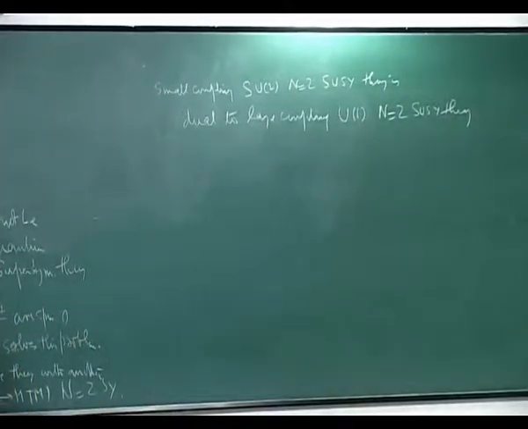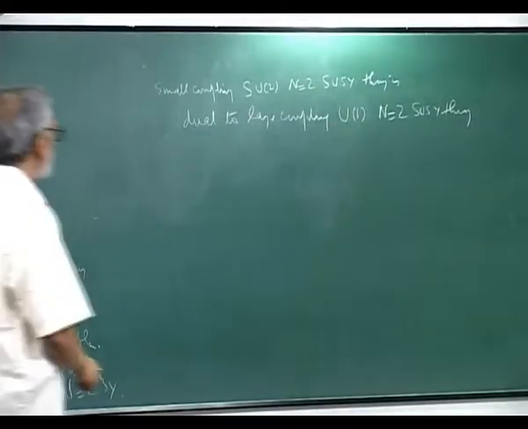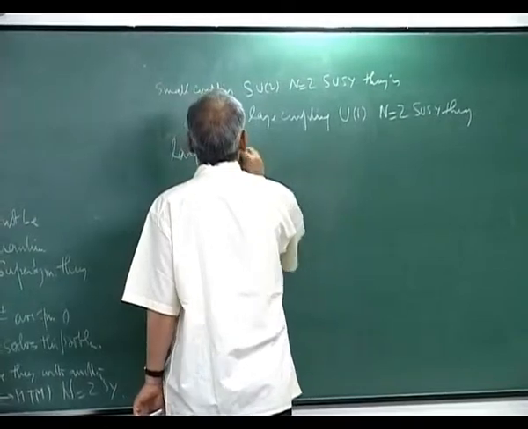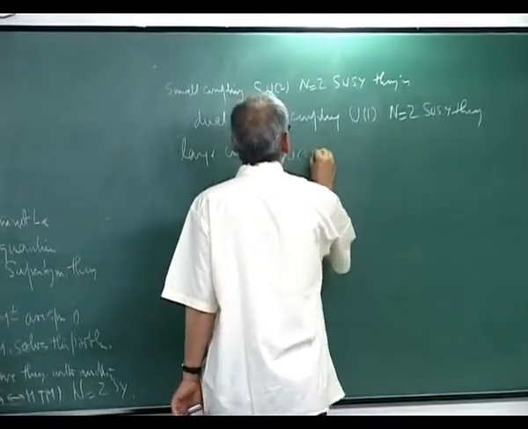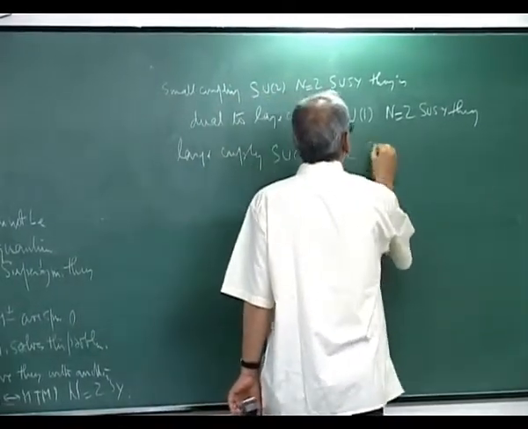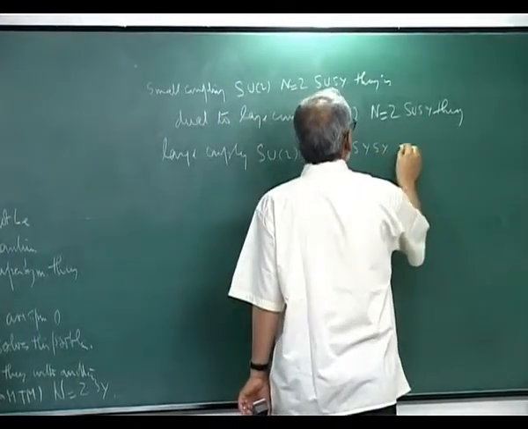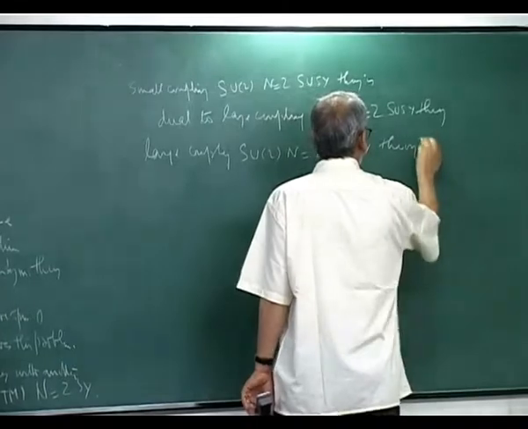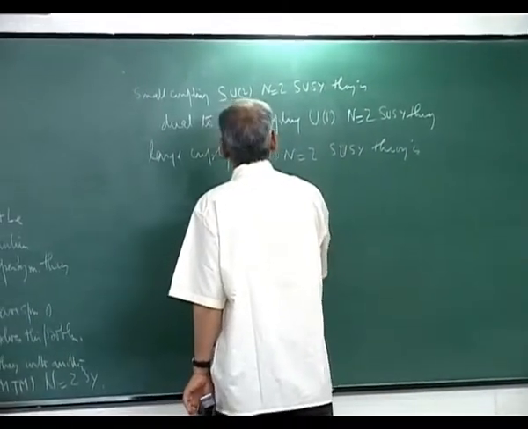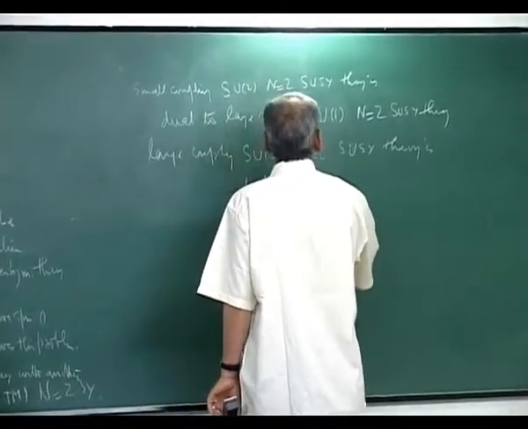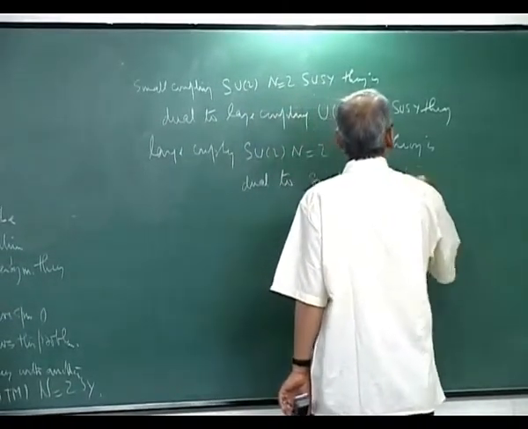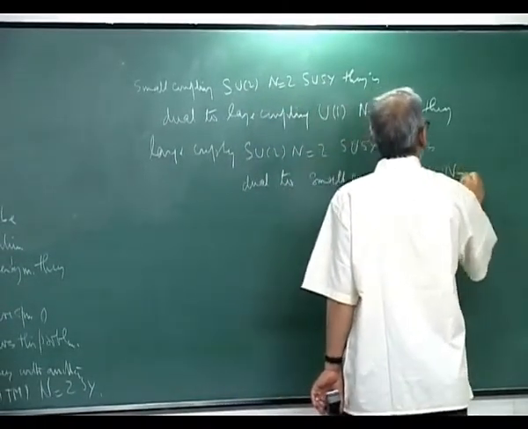And vice versa, which means that large coupling SU(2) N=2 SUSY theory is dual to small coupling U(1) N=2.